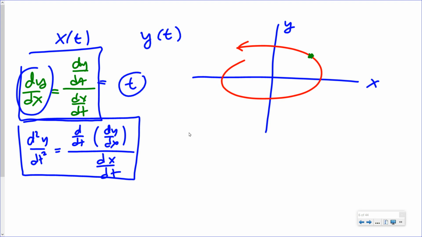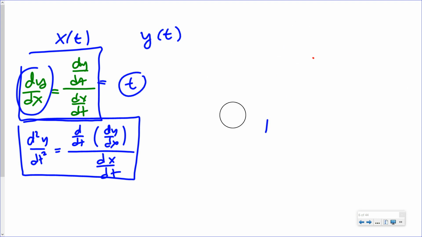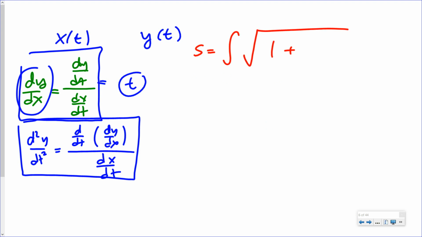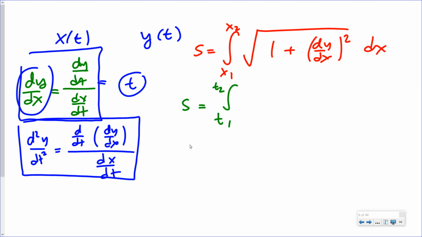We said we can find the arc length of things with parametrics. We already knew one of our arc length formulas from before. One arc length formula was S equals the integral of the square root of 1 plus (dy/dx) squared, dx, from x1 to x2. That was really useful if you didn't have t's, and still very useful if you don't have t's. But if we have t's, while we could use this formula, it's a little bit easier to use one that has t1 and t2.